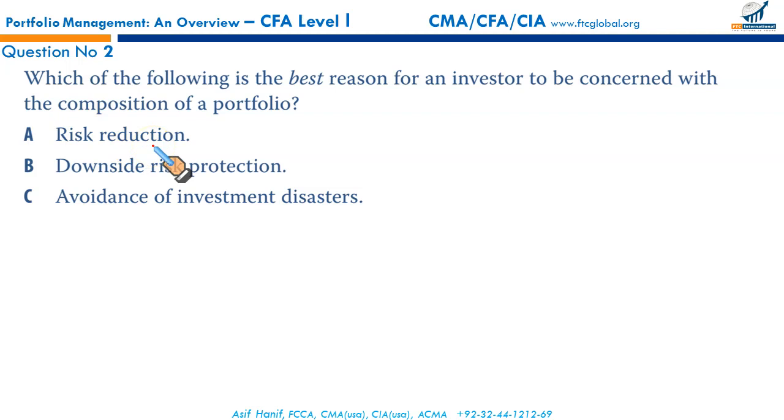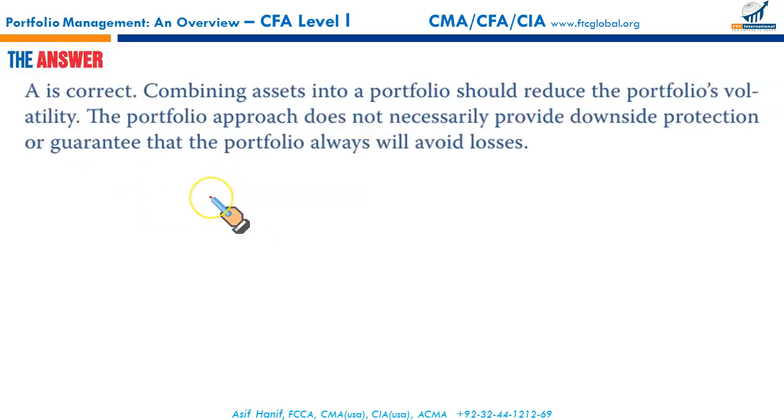But at the same time, a portfolio approach does not provide any protection against downside risk. This is not possible, and there is no guarantee that the portfolio will always avoid losses. So B and C are not possible. So that makes A the correct option.